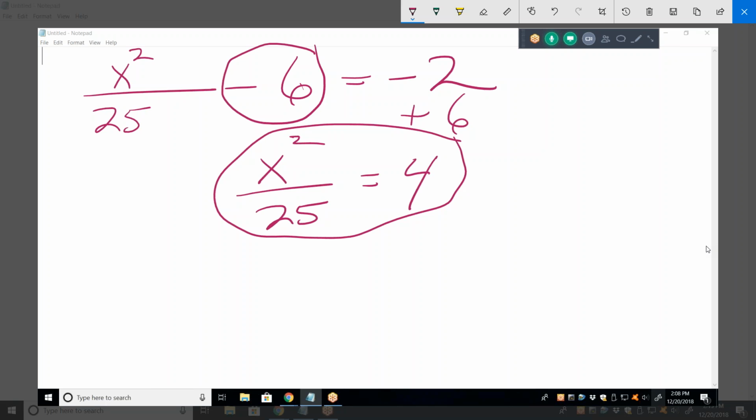Really? Huh. Do you have a pencil and paper? Yeah, I don't know what's going on either. Write down x squared over 25 equals 4. Now solve it. Tell me the next line.